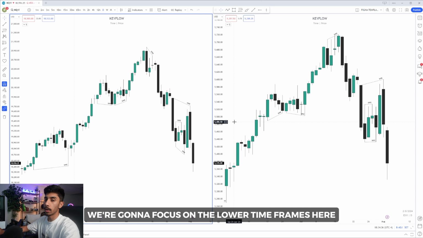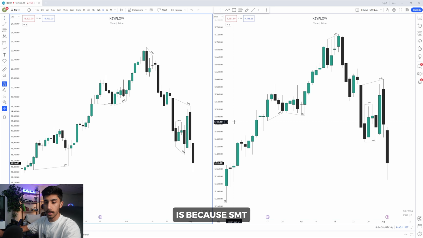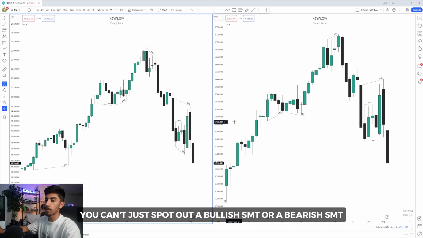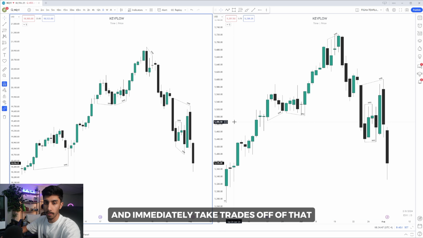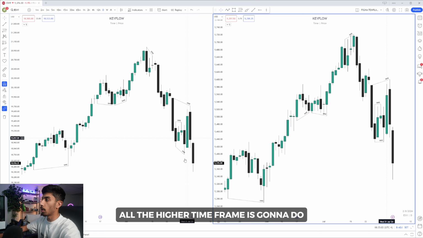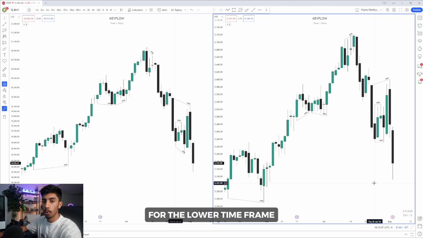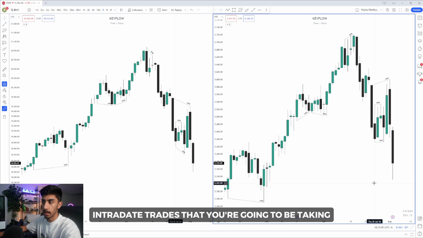And the main reason we're going to focus on the lower time frames here is because SMT by itself is not an entry. So you can't just spot a bullish SMT or a bearish SMT and immediately take trades off of that. There has to be some sort of confluence, some sort of lower time frame setup where you're taking these trades. All the higher time frame is going to do is give you narrative and direction for the lower time frame intraday trades that you're going to be taking.